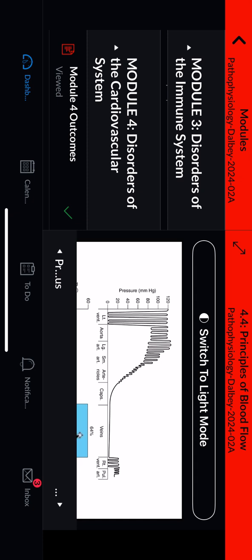64% of it is in the veins. So, capacitance vessels. And again, that tunica media is what's doing that. It's thinner. It allows for that bigger lumen. And so the blood can pool there.